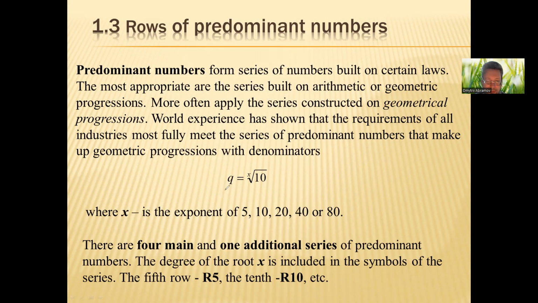Write down in your notes the formula that we use to calculate this parameter Q, and what values can be used when we calculate these denominators. X can be 5, 10, 20, 40, or 80. And we have the 5th row, R5, 10th row, R10, R20, R40, R80.